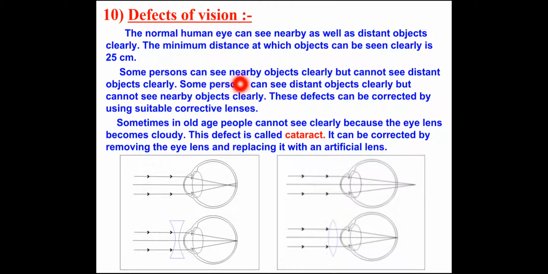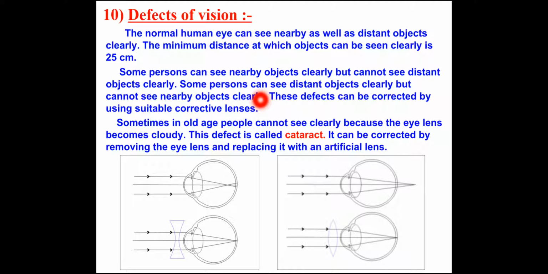Some persons can see nearby objects clearly but cannot see distant objects clearly. There are some persons in our society who can see nearby objects clearly but cannot see distant objects. And some persons can see distant objects clearly but cannot see nearby objects clearly. These defects can be corrected by using suitable corrective lenses.